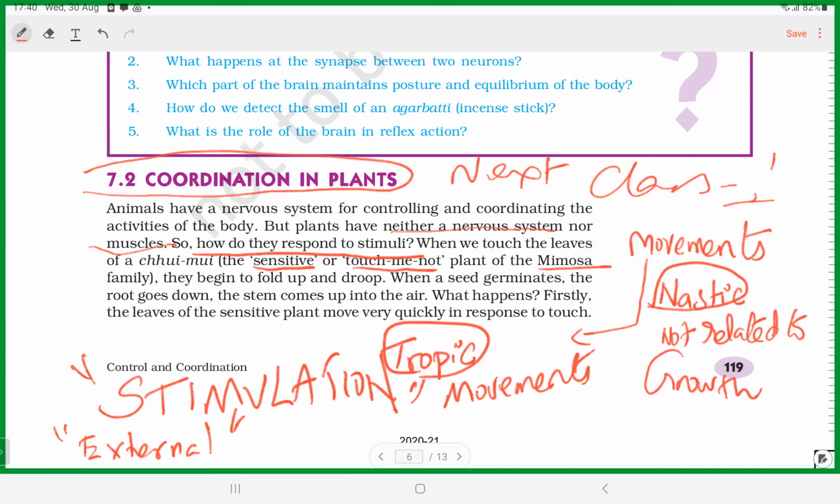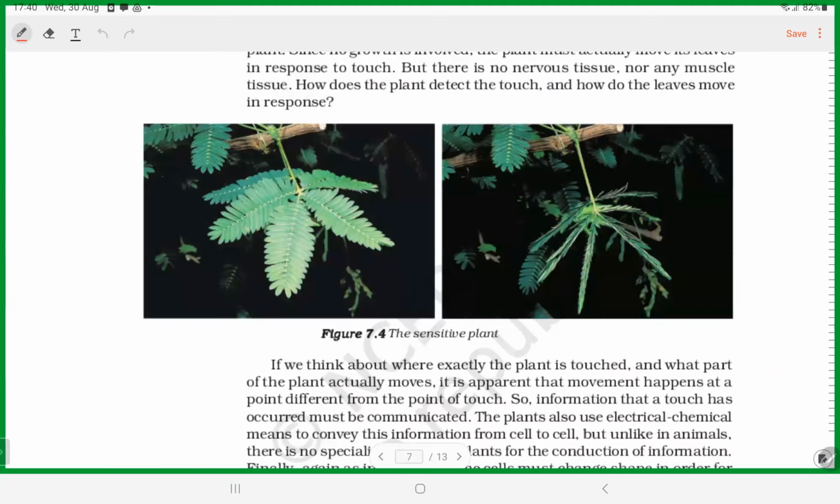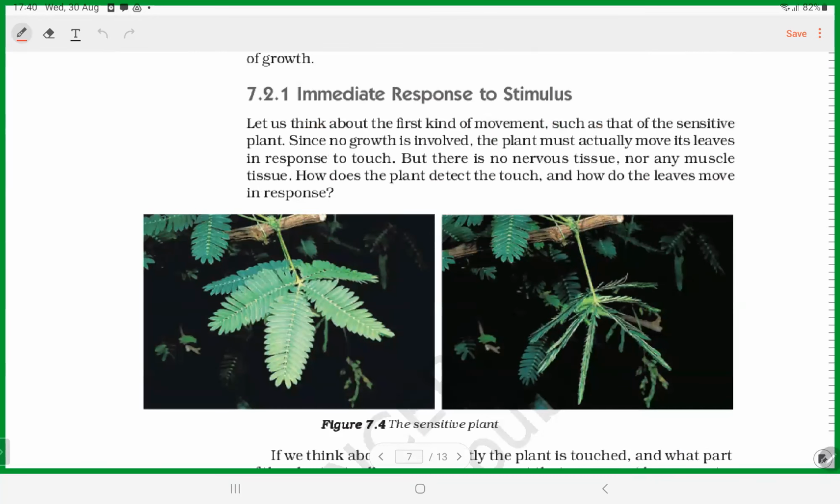How does the plant show some kind of movement based on the stimulation? When you touch the leaves of the plant, they begin to fold up and drop. Can you understand? So that's one example. Look at here. This is the touch me not plant, the sensitive plant. Look at how the plant initially looks, and now look at that. What happened to the leaves? They are folded. They are open here, and they are folded here.